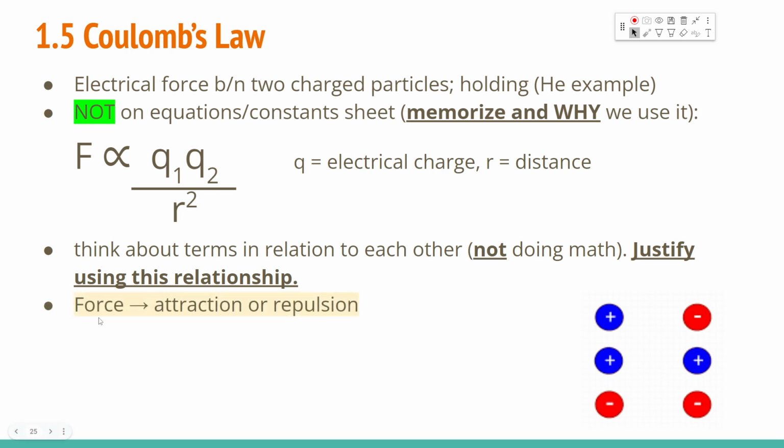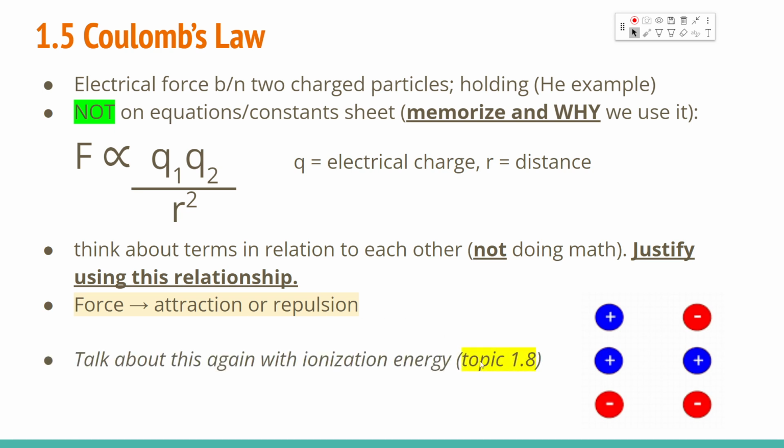So again, the force can be attraction or repulsion, as I said earlier. We're going to talk about this again in a future unit, but I'm going to talk about it in terms of here. So we have the positive proton, most likely, and then we have the negative electron. In this case, we're going to have an attractive force between the positive and the negative. So we're going to have an attraction here.